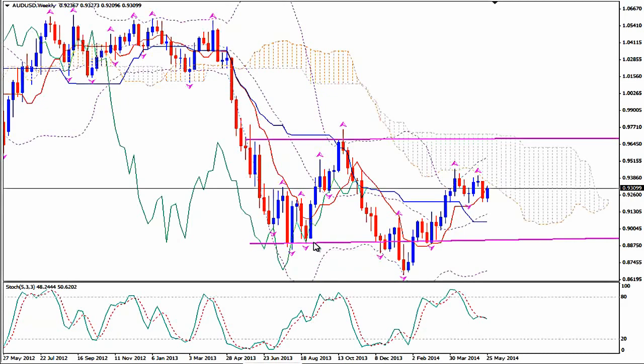Now let's see how many pips this distance is. It's from 0.9680 down to, let's see, 0.8892. 788 pips, only as much.